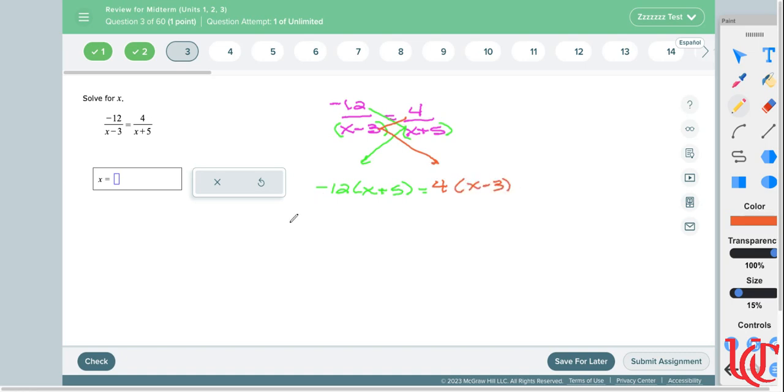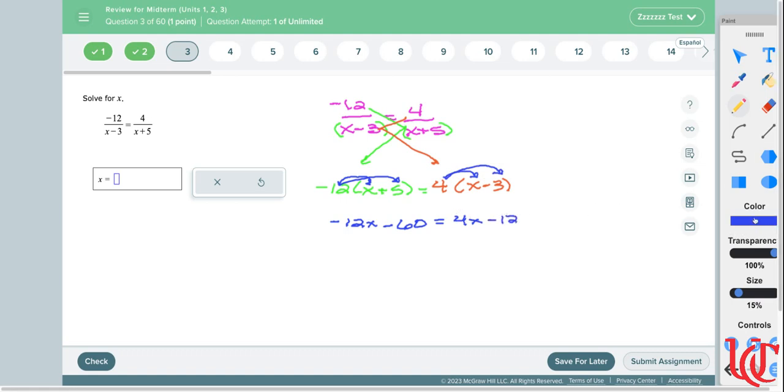And then from here, we have to solve the equation. So we are going to distribute, get rid of our parentheses. So watch your signs. So this is negative 12 times x, so negative 12x. Negative 12 times 5. I know my 12s because I think of heights, and I know that I am about 5 feet tall, so I'm 60 inches. So that is minus 60. Equals, distribute the 4 on this side, 4x, and 4 times negative 3 is negative 12.